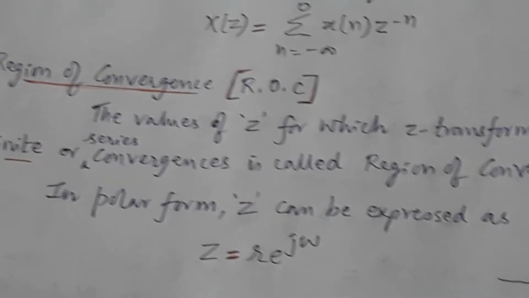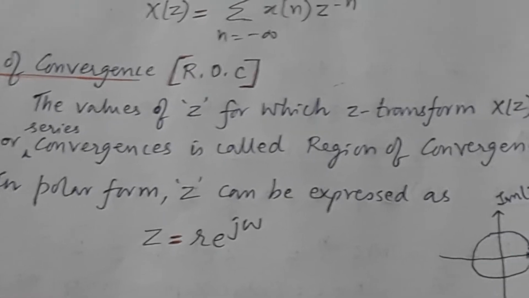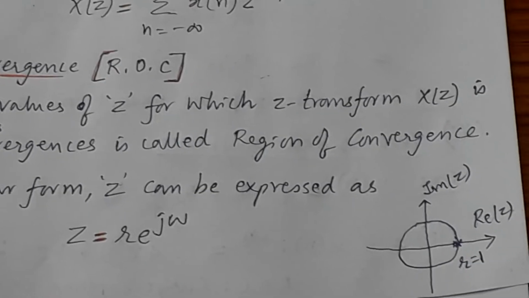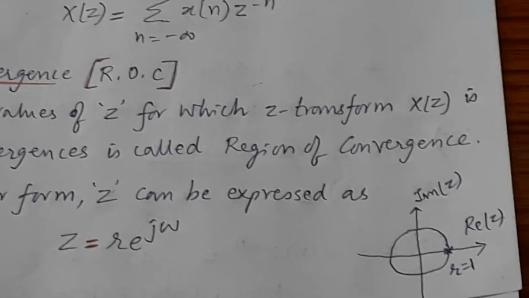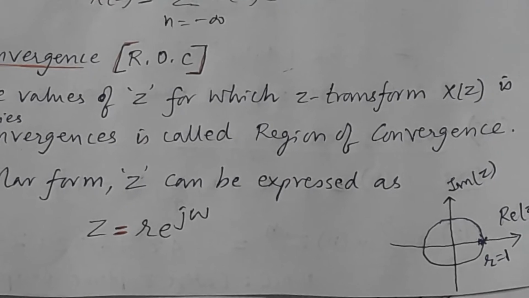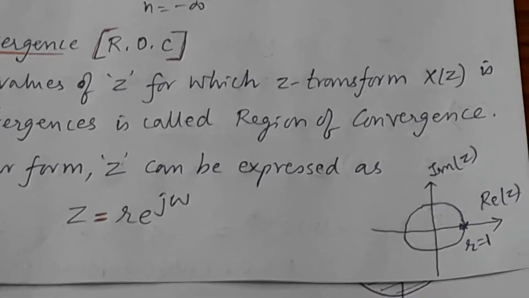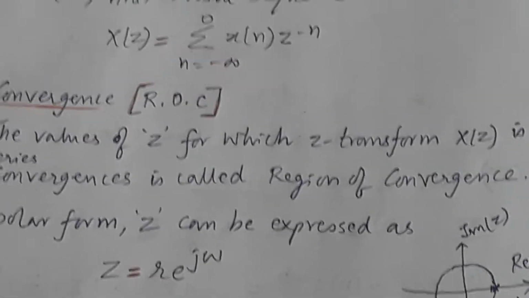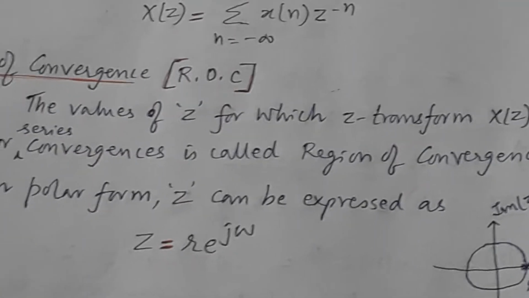In polar form, Z can be expressed as Z equal to R e power j omega. R e power j omega represents a circle. So x-axis is the real part of Z and y-axis is the imaginary part of Z, where R is the radius. When R equal to 1, you have the circle like this. Clear? This is the definition of Z transform.